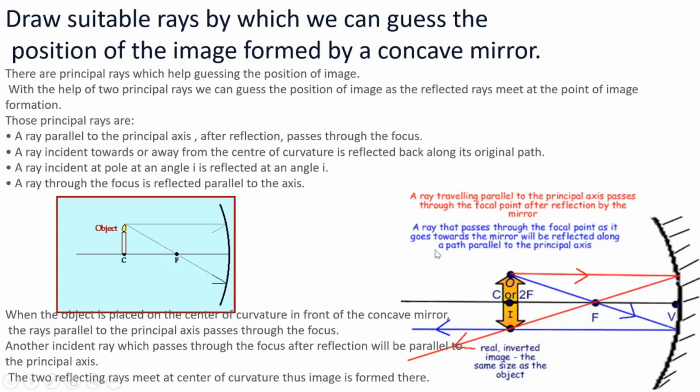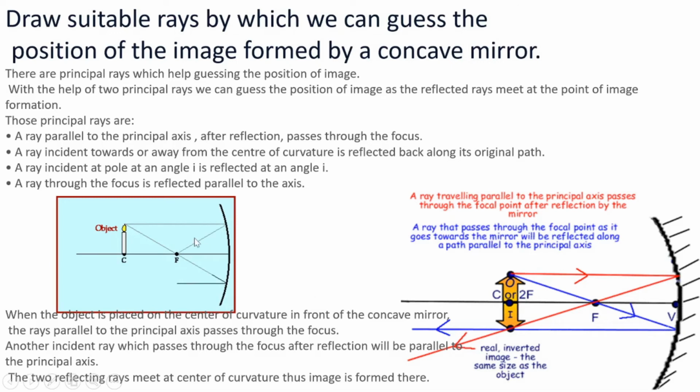The ray through the focal point as it goes towards the mirror will be reflected along a path parallel to the principal axis, and this reflected ray is also parallel to the principal axis. So the image is formed here. This is the object, and this is the image of the object. How is the image? Real, inverted, and the same size as the object.